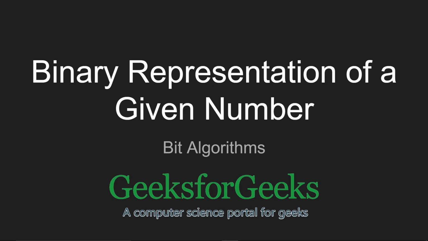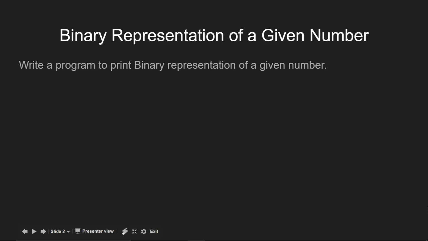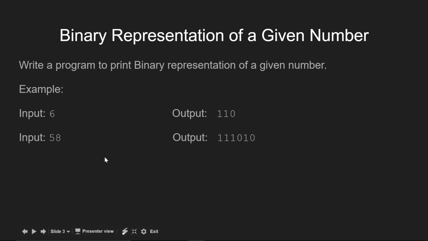In this video, we are going to discuss the binary representation of a given number. The problem says that given an unsigned integer, say n, we need to print the given integer in the binary number system. For example, if n equal to 6 is given as input, then its binary representation comes out to be 110. And if n is equal to 58, then it has a binary form as shown on the screen. Now, how can we do this efficiently?